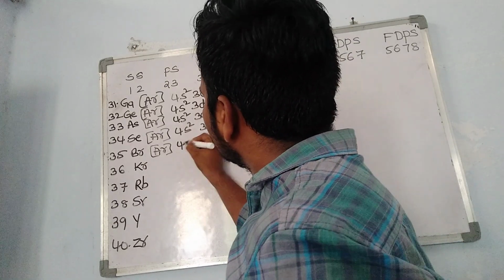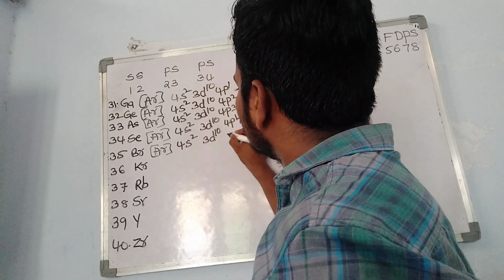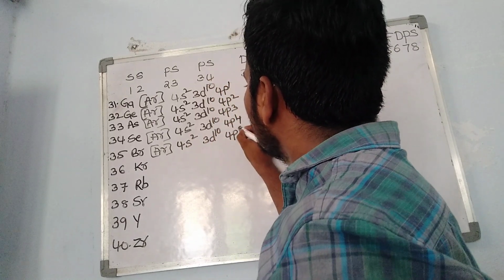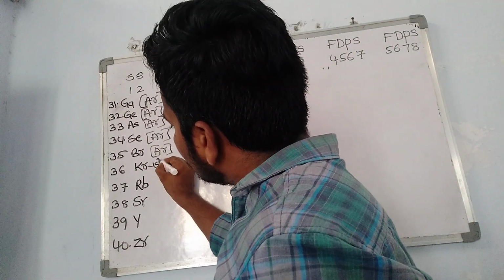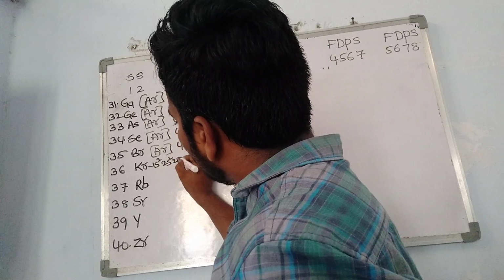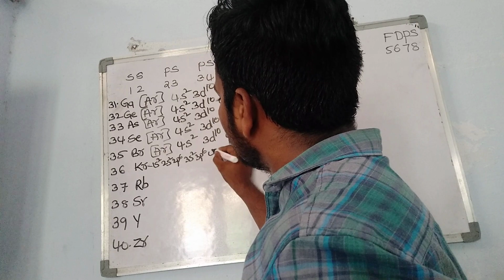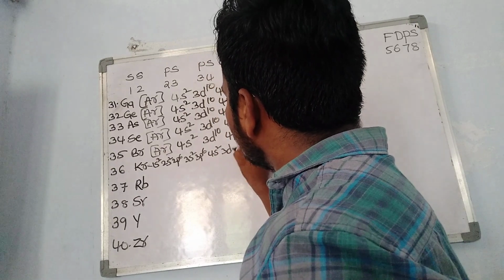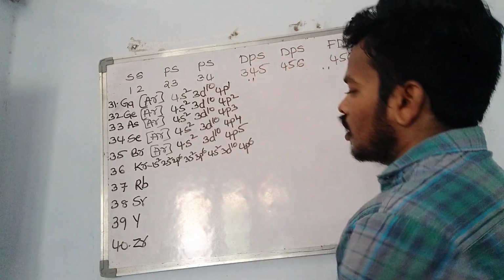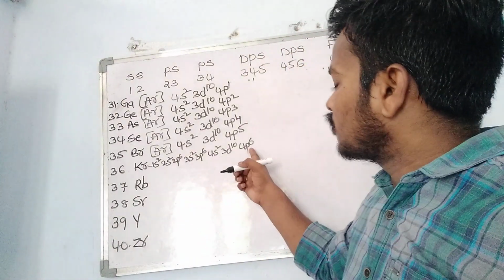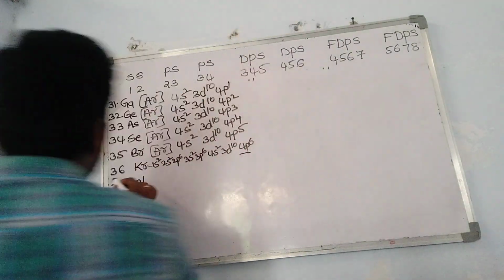But whenever you see 40 to 50, there will be only small exceptions. So here 3d10, 4p5 will be there. If you see the krypton electronic configuration, it is 1s2, 2s2, 2p6, 3s2, 3p6, 4s2, 3d10, 4p6. Up to here, 36, the 4p6 is fulfilled, so it is a noble gas.